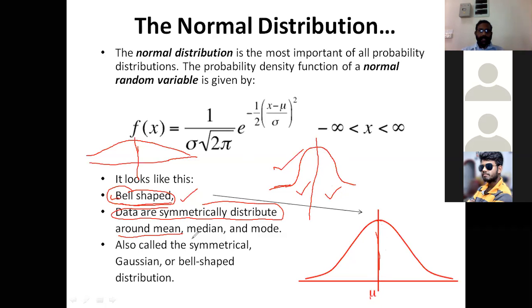The other important thing is you will find in a symmetric distribution, what are these three features? Mean, median, mode. We learned on the first lecture. What is that? Mean, median, mode. How do you call this?